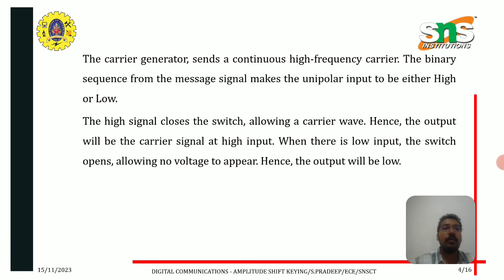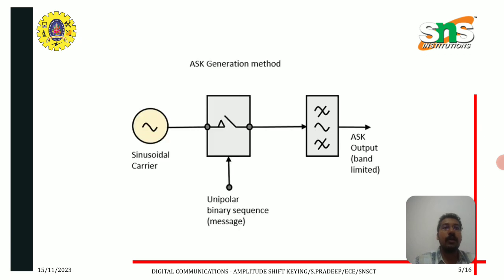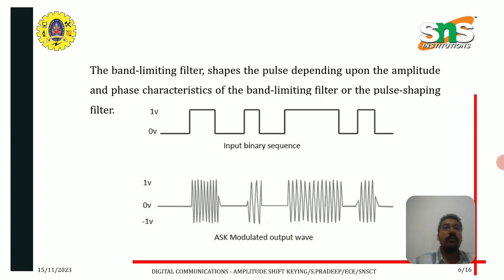When there is low input, the switch opens allowing no voltage to appear. Hence the output will be low. This is the block diagram of the ASK modulator. The band limiting filter shapes the pulse depending upon the amplitude and phase characteristics of the band limiting filter or the pulse shaping filter. The first sequence is the input binary sequence, which is in the digital form.